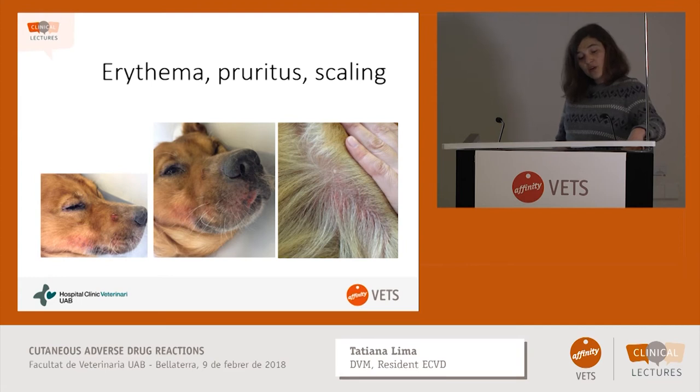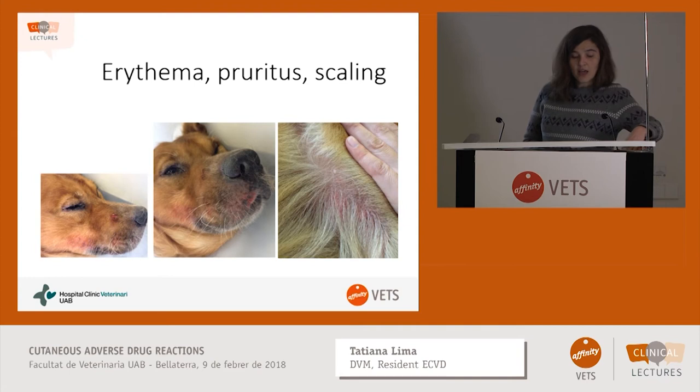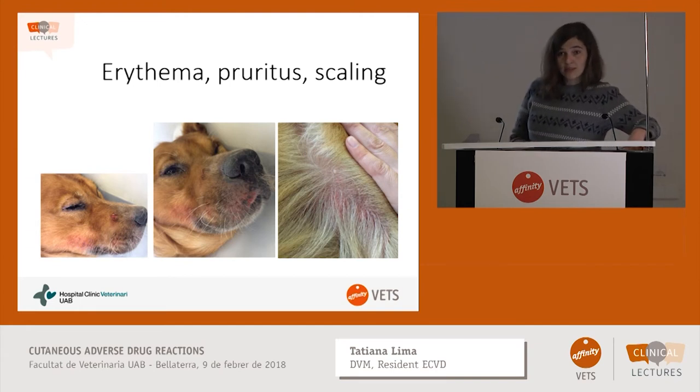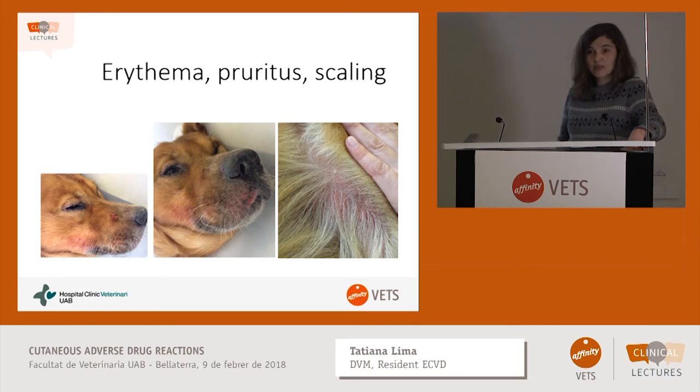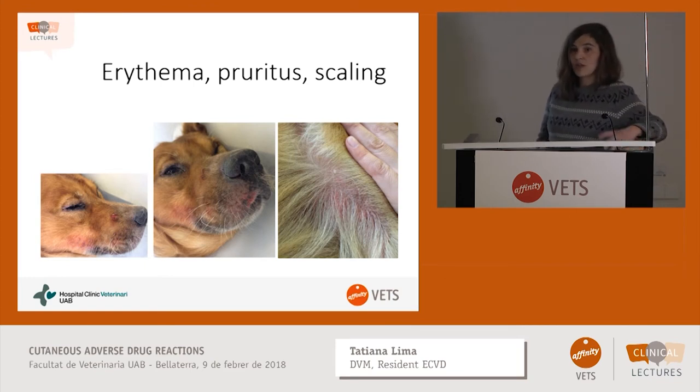With adverse drug reactions manifesting themselves in the skin, we usually see erythema, pruritus, scaling. It may just stay like this, or sometimes it can progress to more serious conditions. Pruritus can be very intense, and the typical example is cats with methimazole that have really pruritic facial pruritus, and so they scratch themselves and have heavy excoriations.